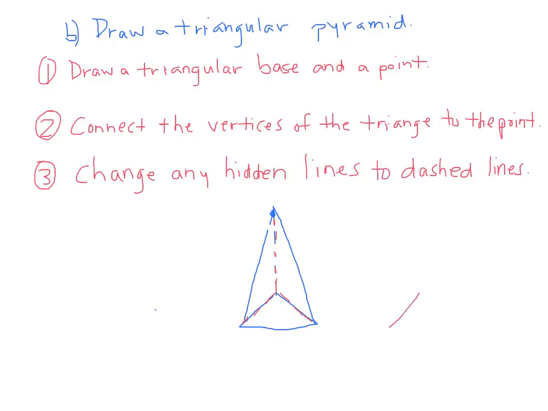So draw a triangular base, with a point, connect the vertices. These would be dashed, and then I would end up not having these because those would be hidden too. Okay, and that would be what our pyramid looks like.